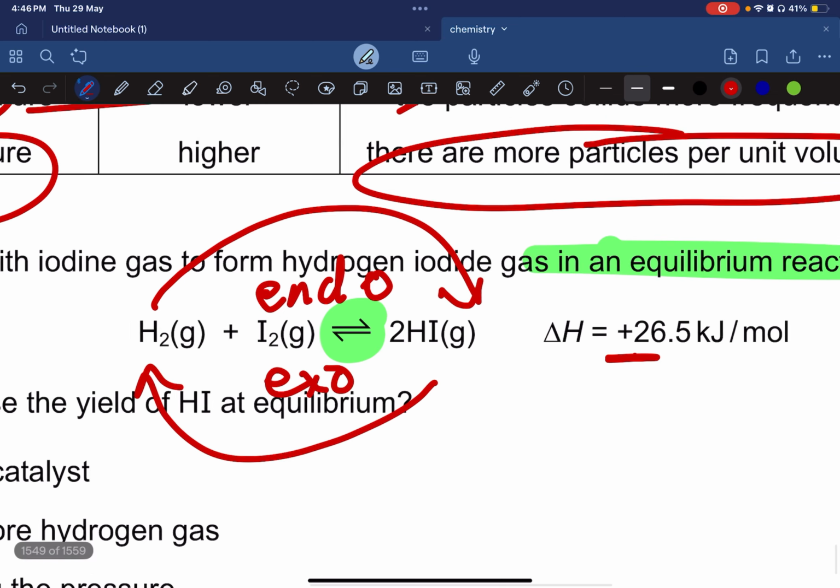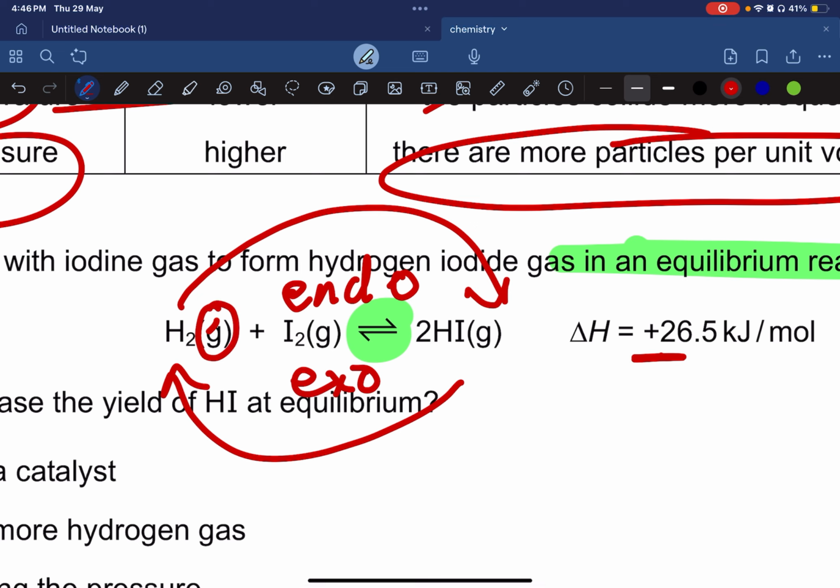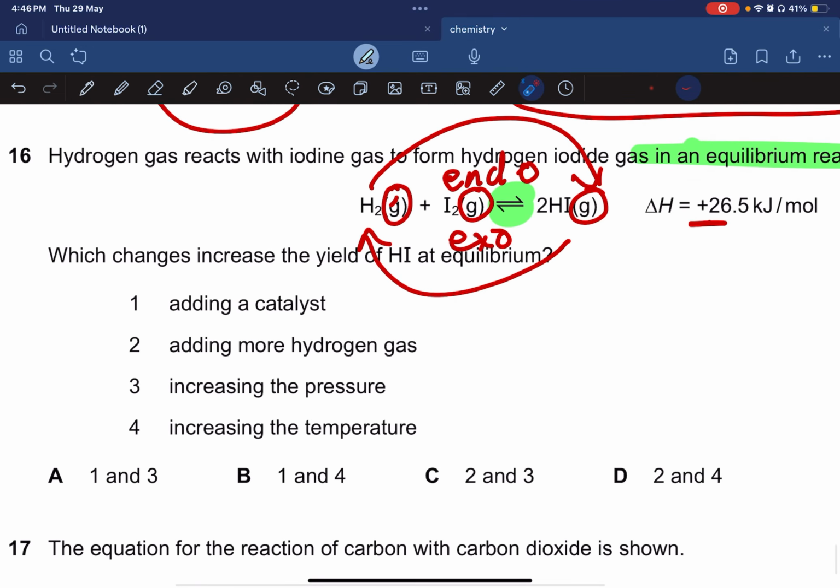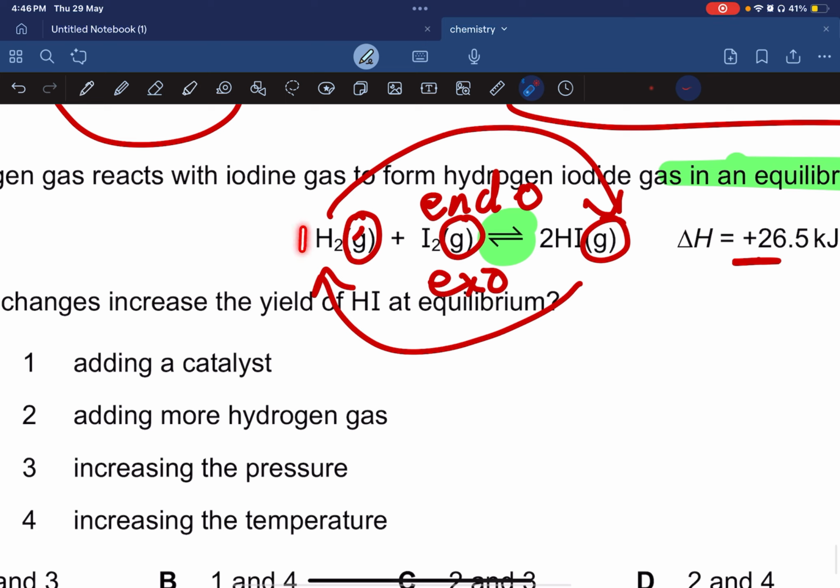Now all the things that we're using are gases. That means pressure is relevant, because pressure affects gaseous moles, but it does not affect solid moles. What changes increase the yield of HI at equilibrium? I know I need more of my HI. Now one important thing over here, look. On this side there's 1 mole of gas and 1 mole of gas, in total 2 moles of gases. And over here also we have 2 moles of gases. That means pressure is going to have no effect, because there are equal moles of gases on both sides.